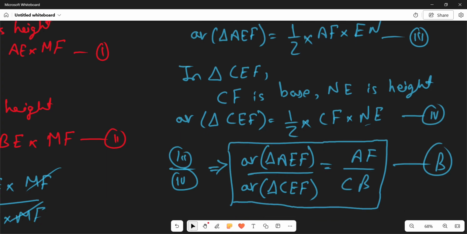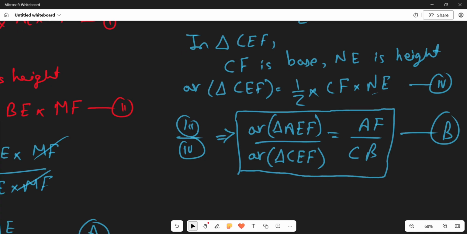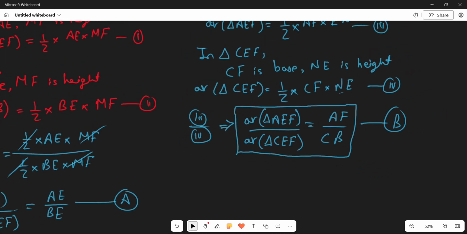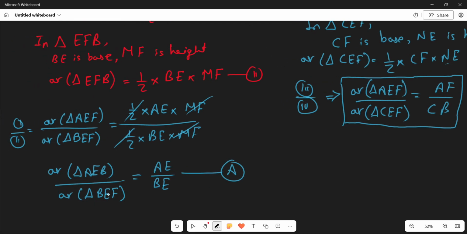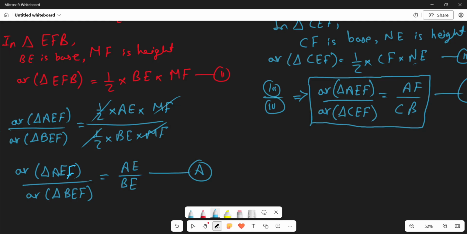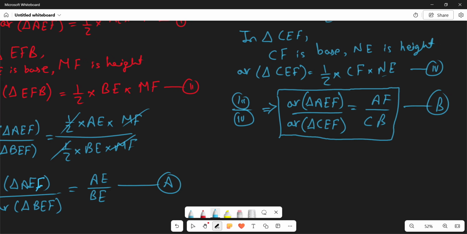Now I have equation A, I have equation B. In both the cases I have triangle AEF. Triangle AEF is the same triangle. Now AEF will surely be equal to AEF. Every triangle is equal to itself only. But now what about the triangles in the denominator, BEF and CEF?